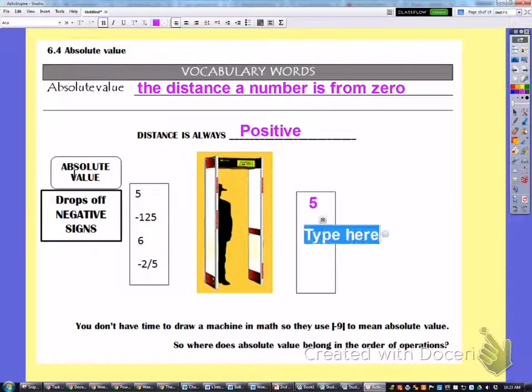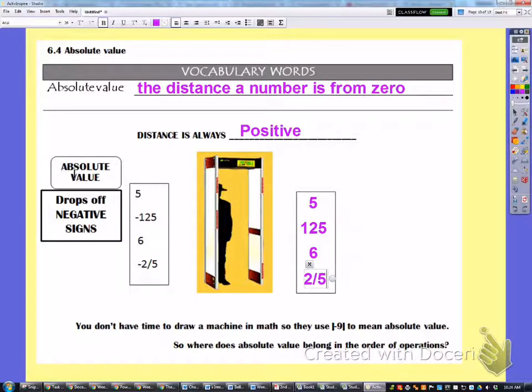Negative 125 is going to drop off that negative sign, and it will come out just 125. 6, again, it doesn't have any metal. It just walks through unchanged, didn't have to drop anything off. And negative 2/5, it's going to drop off that negative sign and just be 2/5.